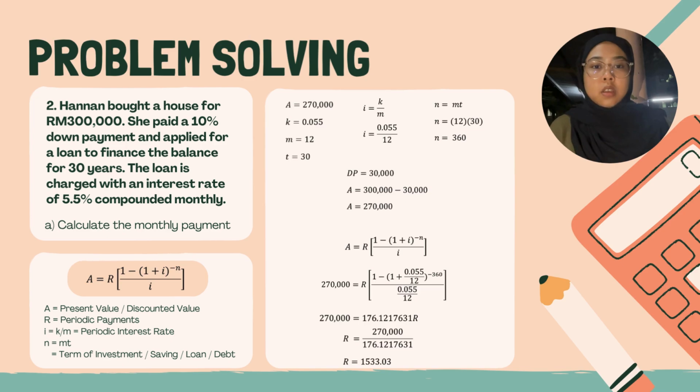To solve this, we use the annuity formula as shown in the slides and we substitute the amounts inside the formula, and the final answer is Hana has to pay 1,533 ringgit and 3 cents every month for 30 years to fully repay the loan.